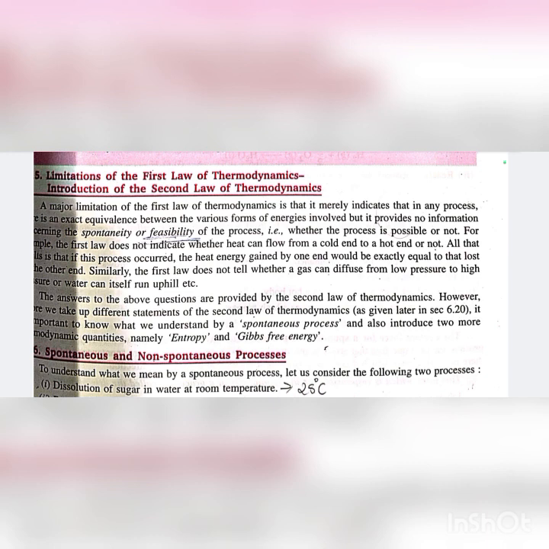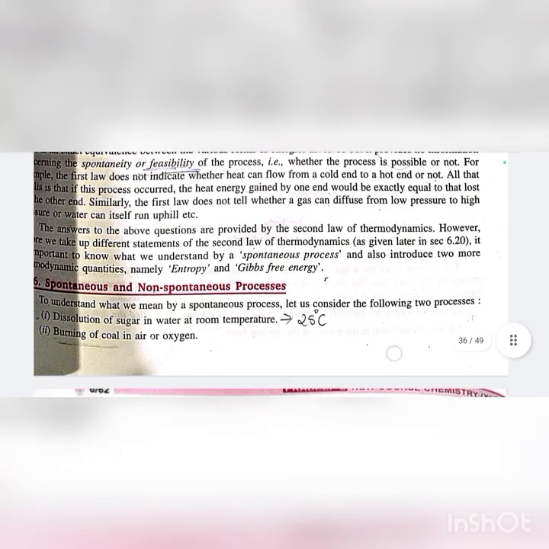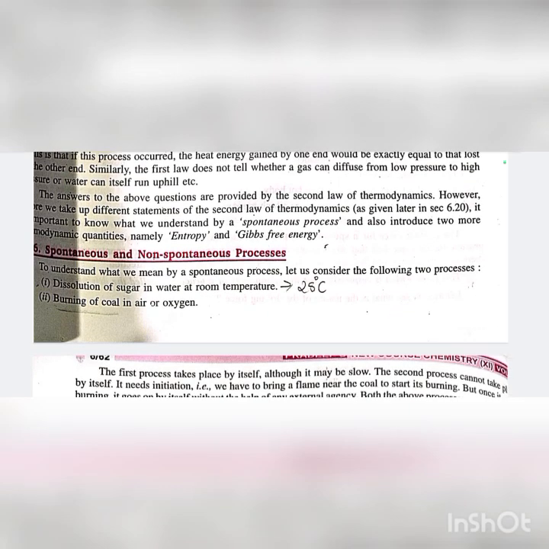It is important to know what we understand by a spontaneous process, and also to introduce two more thermodynamic quantities, namely entropy and Gibbs free energy. Spontaneous and non-spontaneous processes. Dissolution of sugar in water at 25 degrees Celsius. Here, this is an example of a spontaneous process.